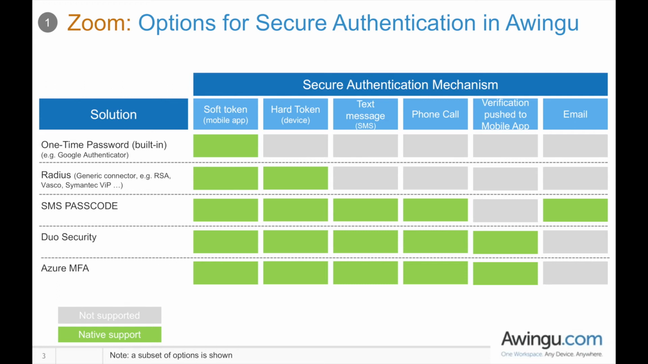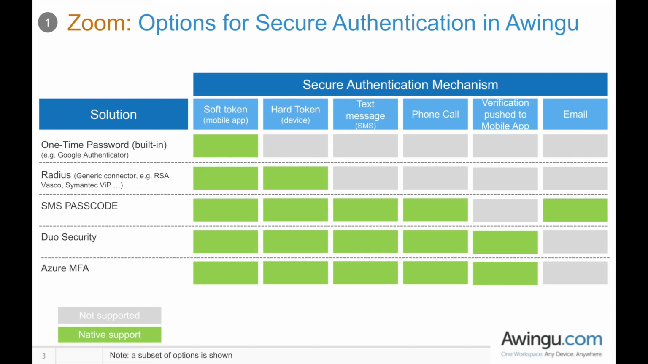Now, if you look at the green dots on the slide, you see that by doing so, we're adding a lot of secure authentication mechanisms. Where today it was focused on tokens, be it a soft token or a mobile app or a hard token, here we're adding capabilities such as text messages or SMS, phone calls, verifications that are pushed to your mobile phone through a mobile app or other, and email.